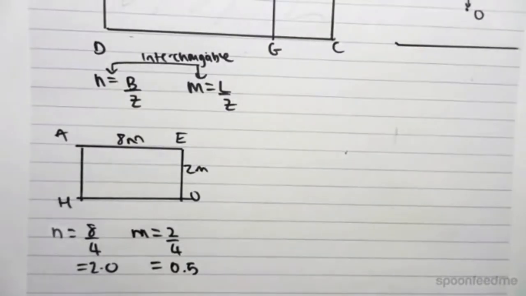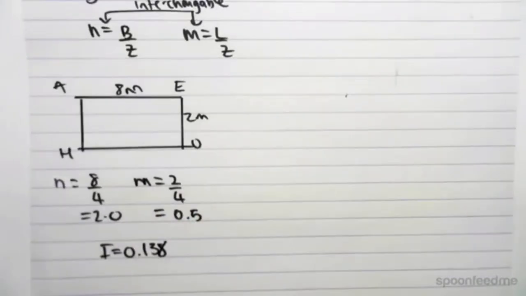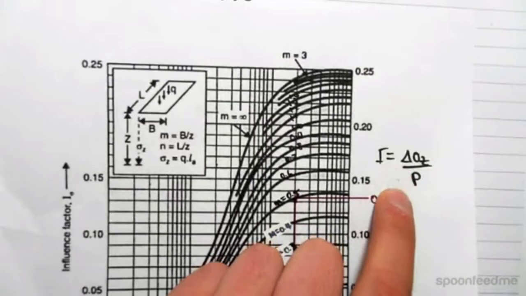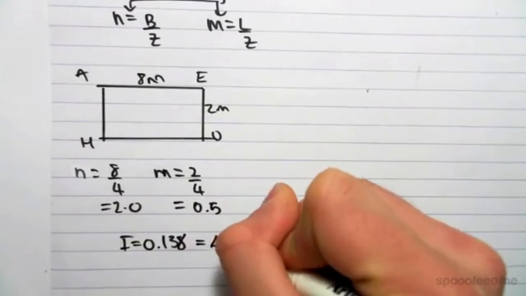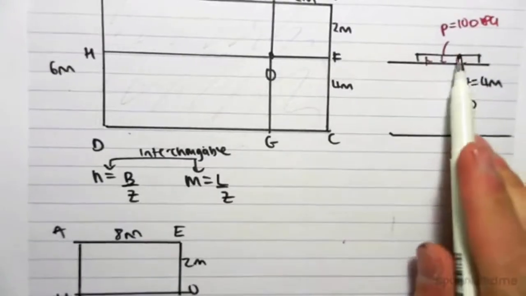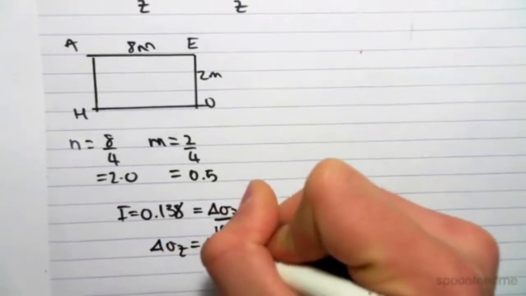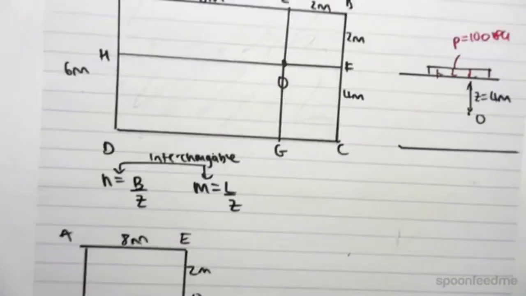So I equals 0.138. We know now, exactly the same as the circle, I equals change in Z on P, where P is the pressure. So this equals change in Z on top of the pressure, which is 100 kPa, which means we're going to get a change in Z of 13.8 kPa. So we're going to do this again for all the other three shapes.